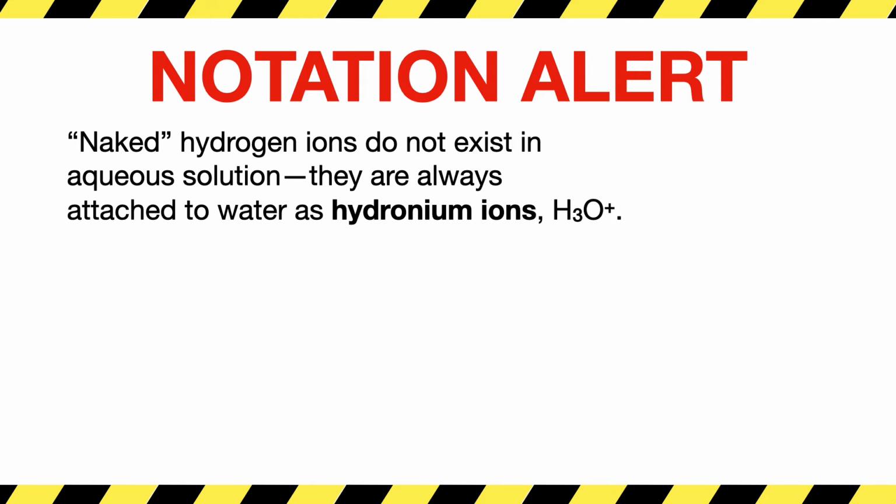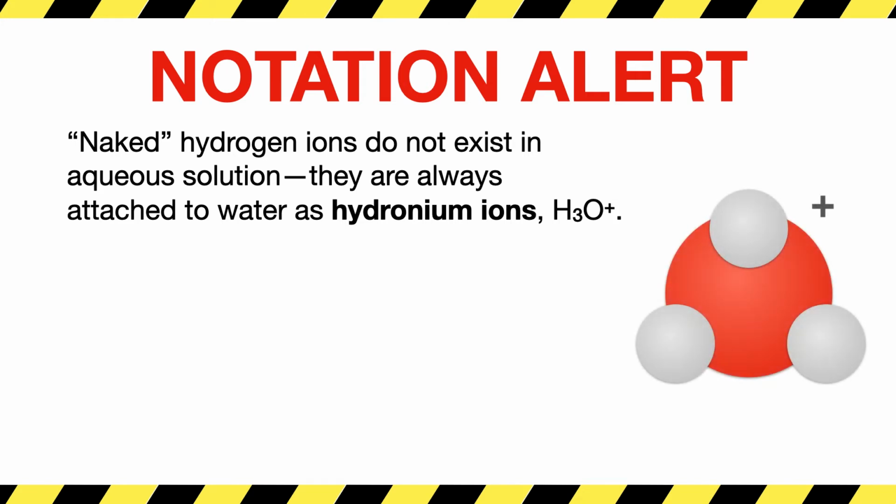By sticking to water, they form hydronium ions with the formula H3O+. So the idea is that a water molecule, H2O, can pick up an H+, and become H3O with a positive charge. And this is called the hydronium ion. And this is the form that hydrogen ions take when they're dissolved in water.